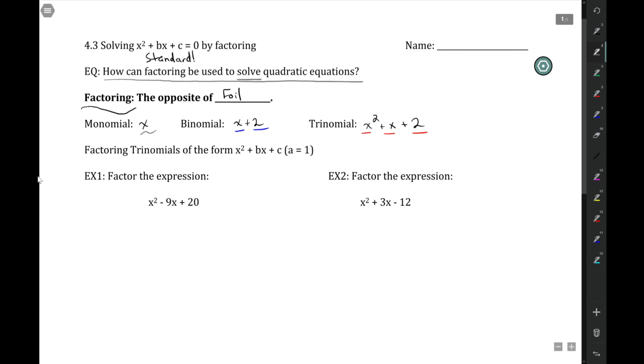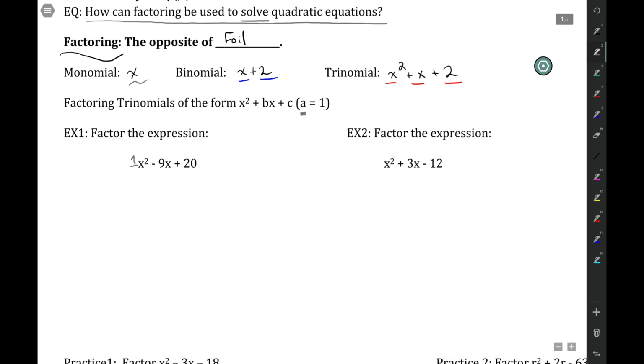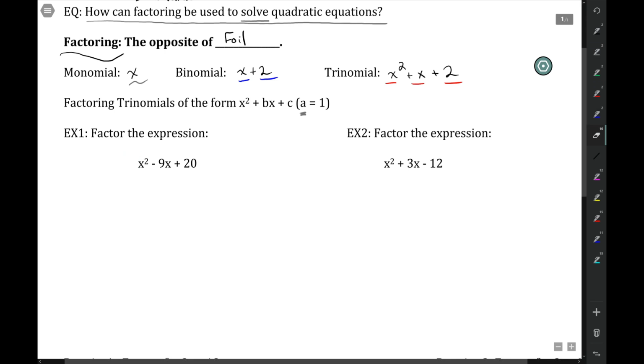Keyword being solve, okay? Factoring trinomials is easiest when a is equal to 1, where you have a leading coefficient of 1. So the first example is rather easy here. What you're looking for are all the factors of the last number. It's all about factors of c that add to b. Factors of c that add to b.